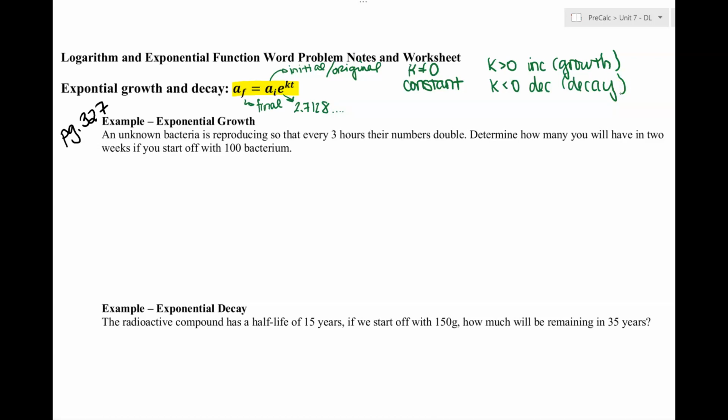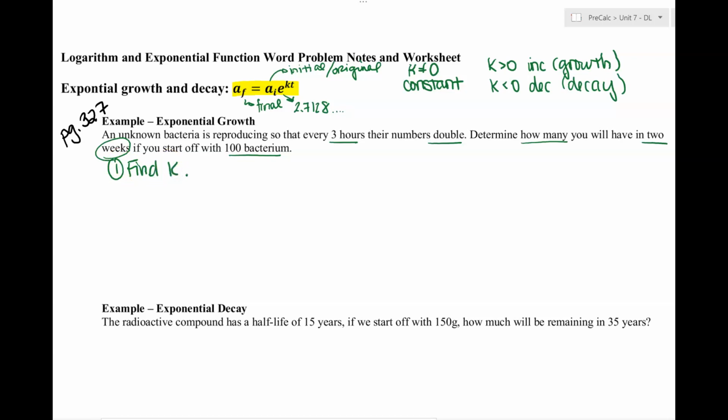For example, number 1, it tells us right away it's exponential growth. In the examples that you're going to practice with in the textbook, it's not going to say that. It says an unknown bacteria is reproducing so that every 3 hours their numbers double. We're asked to determine how many we will have in 2 weeks if we start off with 100 bacteria. The one thing I notice is we are doubling every 3 hours, and we want to know how many we have in 2 weeks. What I don't have is k. So the first thing I need to do is find k, find what my constant is.